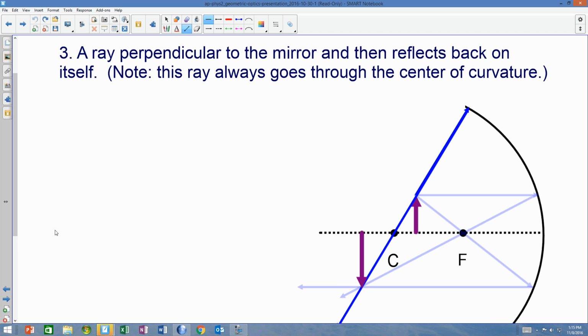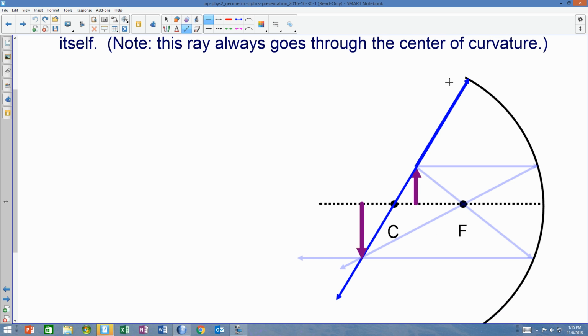The third ray goes through the center of curvature and goes back out again along that same line. Where these three rays intersect, that is the image of the point that we just drew the three light rays from. Since we're drawing the three light rays from the tip of the arrow of our object, we're forming an image of the tip of the arrow at that point.